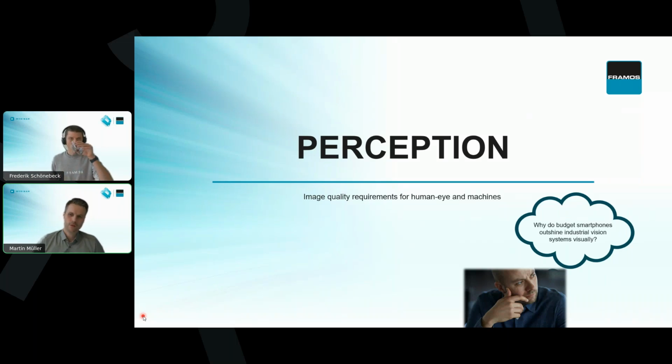And also there's one question that was actually chasing me for a long time. And this is, why do budget smartphones or smartphones at all, or consumer electronics at all, outshine industrial vision systems? So why do they actually produce so good images, and why is it so hard to get to this quality using industrial grade equipment?